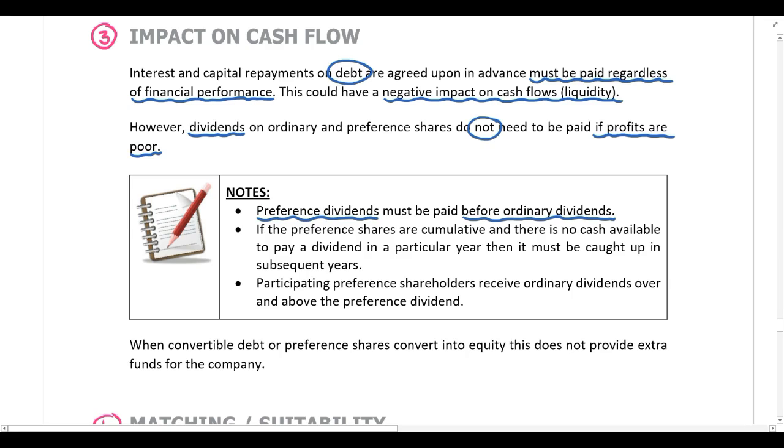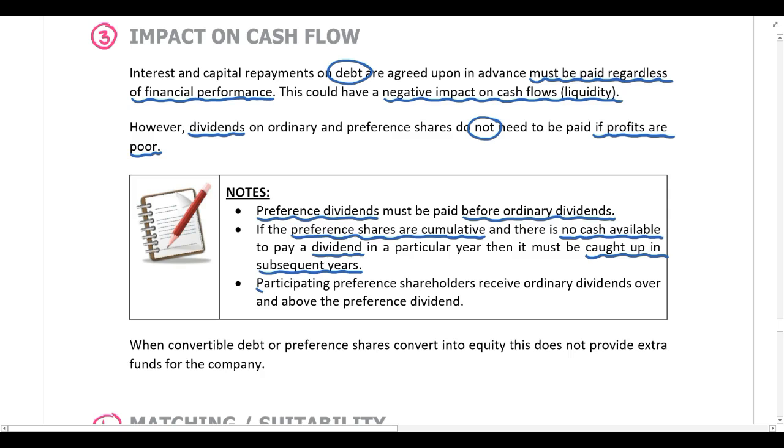Then, if preference shares are cumulative and there is no cash available in one specific year to actually pay that dividend, then it needs to be caught up in subsequent years. So if it's a cumulative preference share, that means dividends must be paid. However, if the company doesn't have the cash available this year, they don't have to pay it this year, but next year they're going to have to catch it up. So they're going to have a year where they're going to pay more than one dividend because it does need to be caught up in subsequent years.